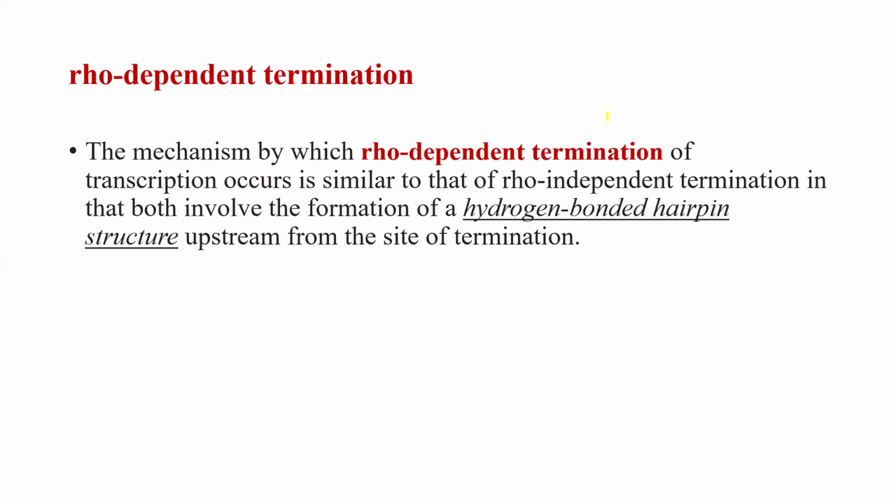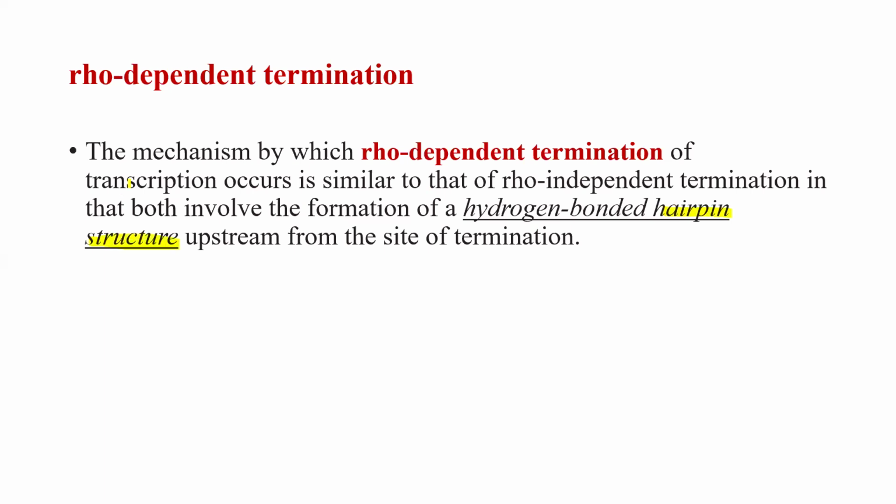The mechanism by which rho dependent termination of transcription occurs is similar to rho independent termination in that both involve formation of a hydrogen bonded hairpin structure upstream from the site of termination.